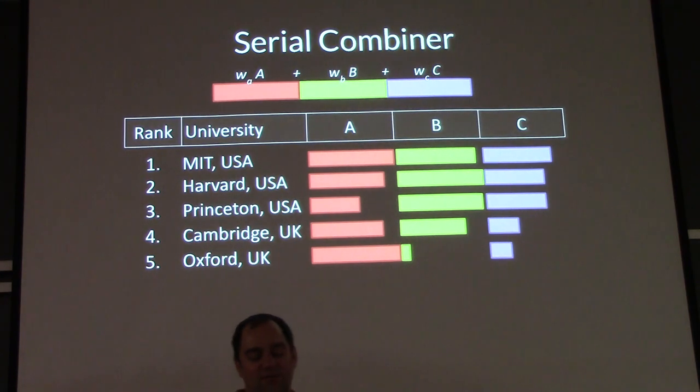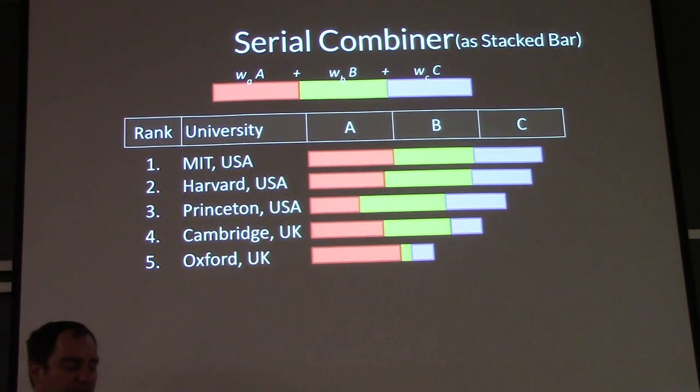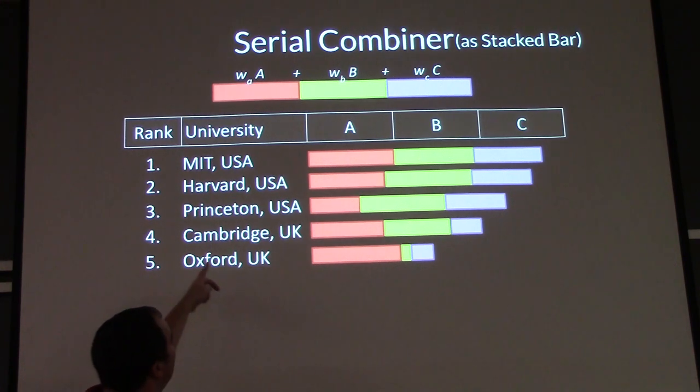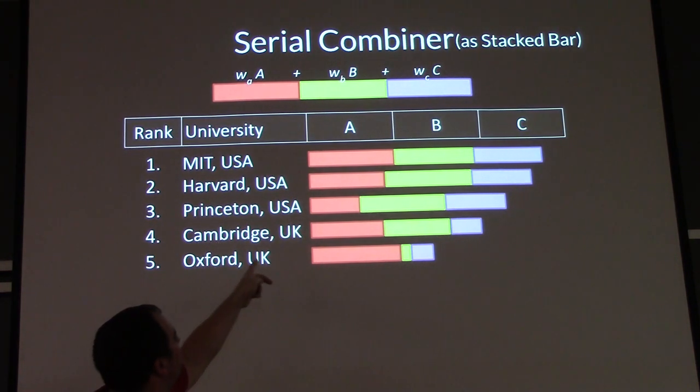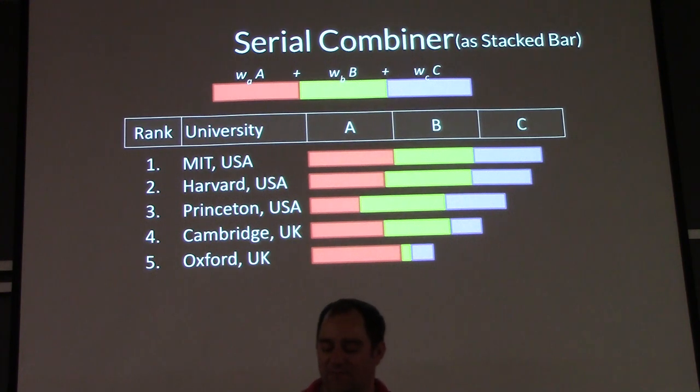Like, I'll take here three attributes, A, B, and C, and simply combine them as a stacked bar. And now we have this information on how big is the difference between the score. So I can see that the difference in score between Princeton and Harvard is bigger than the difference in score between Harvard and MIT.